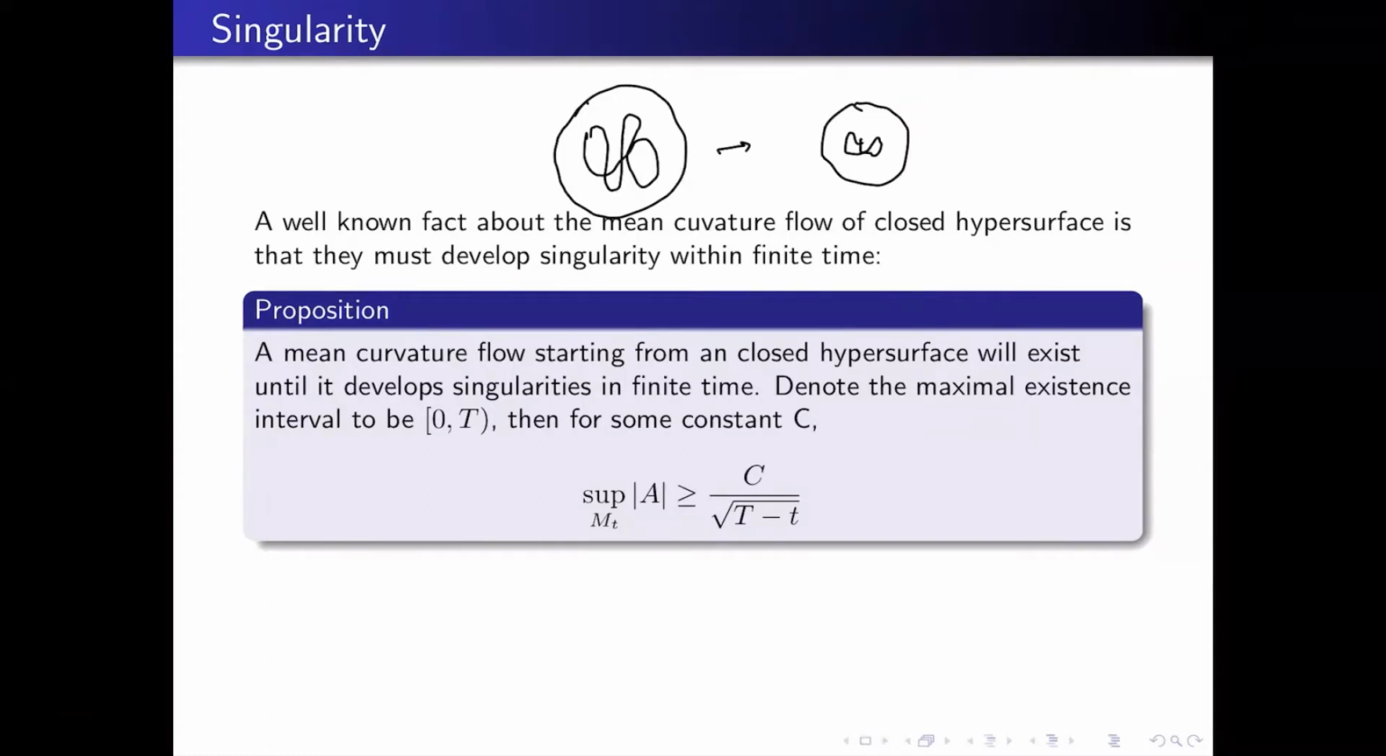Okay, here is the proposition, which says that the second fundamental form should blow up near the singular time at this rate. This could be obtained by writing down the evolution equation for the second fundamental form. And this capital T is called the maximal existence time.